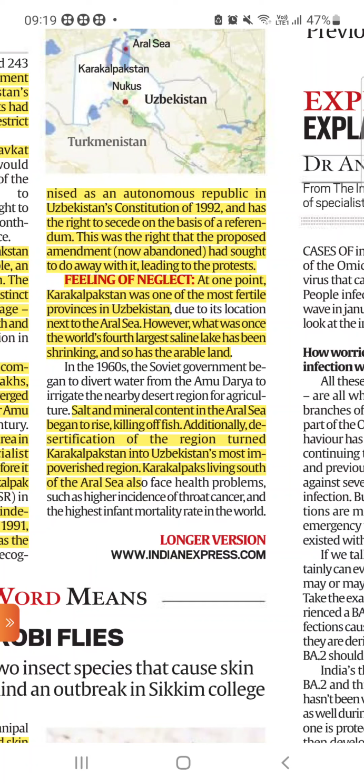Feeling of neglect: at one point, Karakalpakstan was one of the most fertile provinces in Uzbekistan due to its location next to the Aral Sea. However, what was once the world's 4th largest saline lake has been shrinking. So has the arable land. Salt and mineral content in the Aral Sea began to rise, killing off fishes. Additionally, desertification of the region turned Karakalpakstan into Uzbekistan's most impoverished region, with Karakalpaks living south of the Aral Sea.